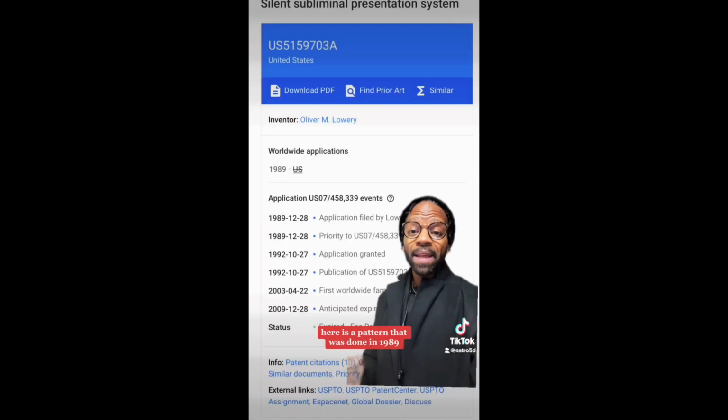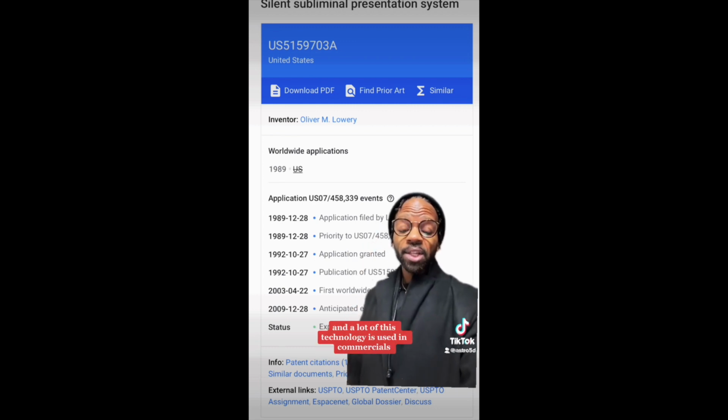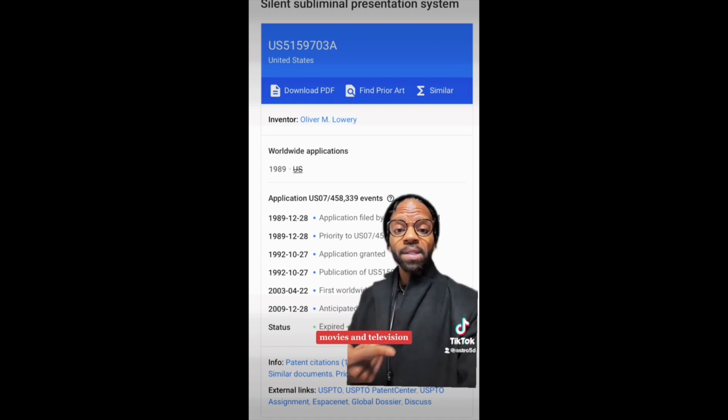Here is a patent that was done in 1989 for silent subliminal presentation system. This means that you receive subliminal messages to your subconscious mind. And a lot of this technology is used in commercials, movies, and television.